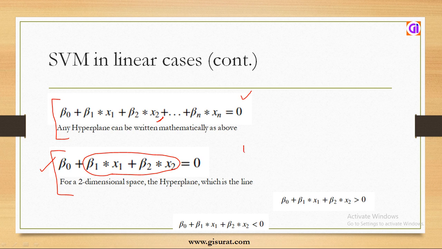What was the general form? The general form is wx plus b is equal to 0. What about the wx?